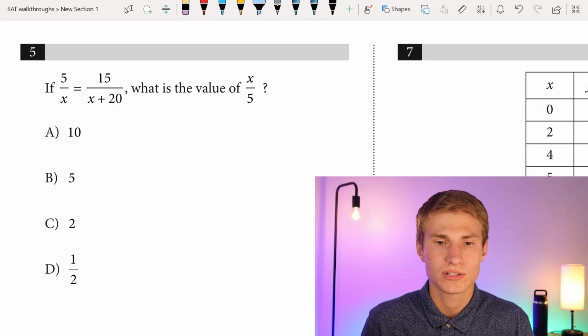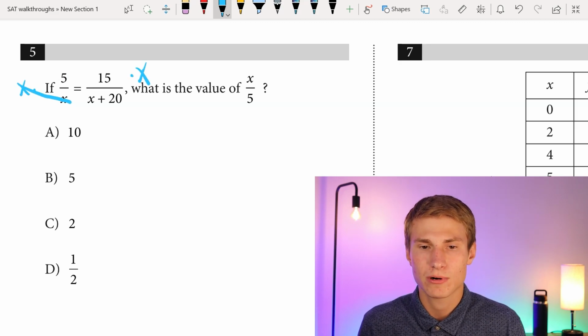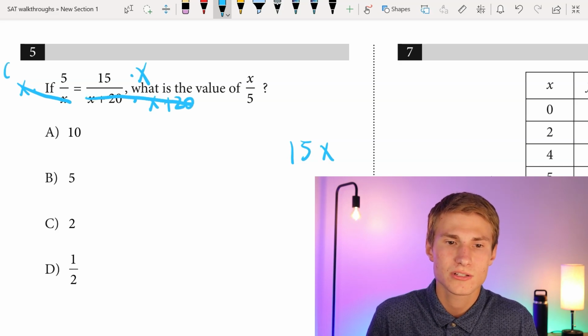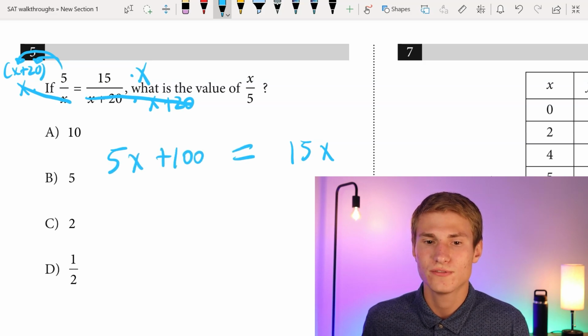To do so, we're going to multiply each side by x here to get rid of it on our left side. We've got to do the same thing to the other side. So now we're going to have 15x on our right side. Next, we've got to get rid of this denominator, so that's going to be x plus 20. We multiply each side by that. So we've got x plus 20 times 5 now. We can go ahead and distribute this 5. We're going to get 5x there. 5 times 20 will also give us 100. So we're going to have 5x plus 100 is equal to 15x. Now we want to isolate x on one side.